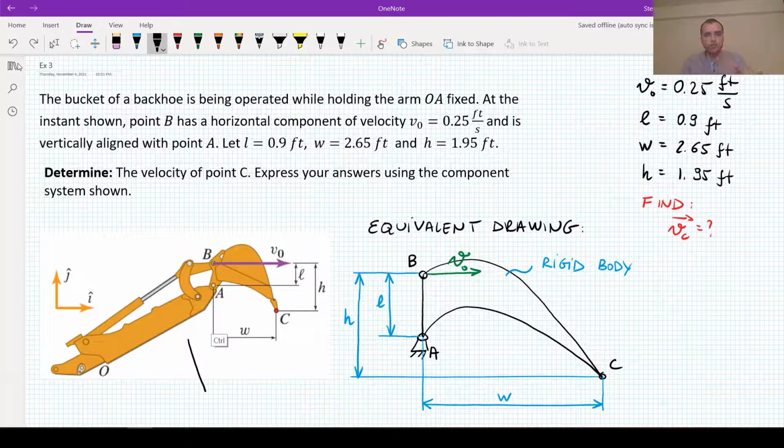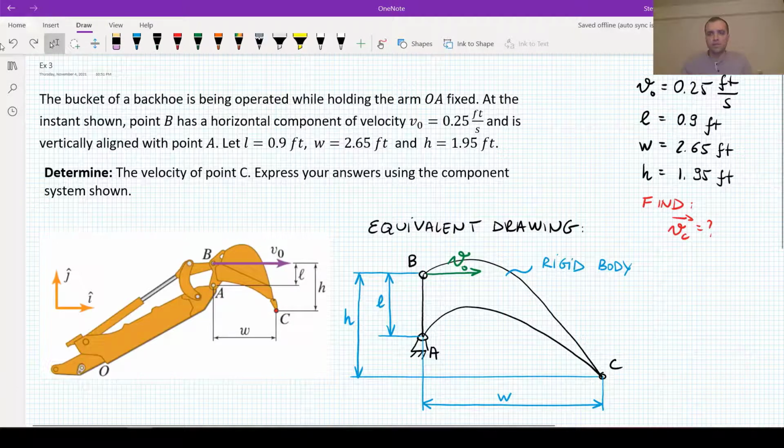So we have just one rigid body of this odd shape. This is that body. And we know that our body is fixed at point A. And we know that velocity of point B is v0, equal to quarter of feet per second. And we know this geometry. We know L, we know H, and we know W. They ask us to find velocity of point C.